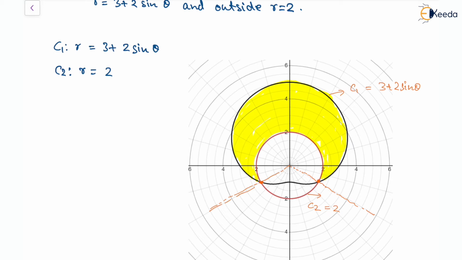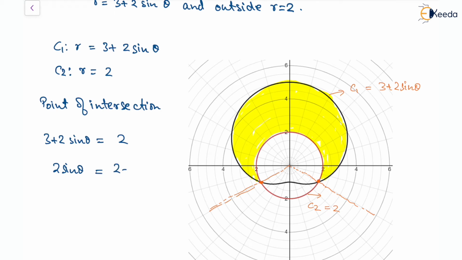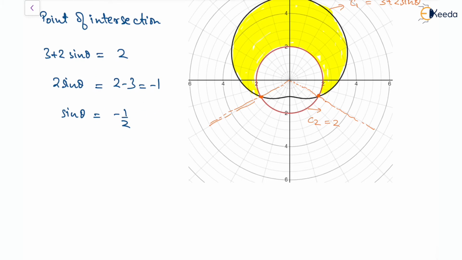We can see both the curves have to be equal. So for the point of intersection, 3 plus 2 sine theta needs to be equal to 2. So 2 sine theta should be 2 minus 3, which is minus 1, and sine theta should be minus half. So sine theta equal to minus half needs to be in the third and fourth quadrant. Like we can see, this is our third and this is our fourth quadrant, and this is where the points of intersection lie.